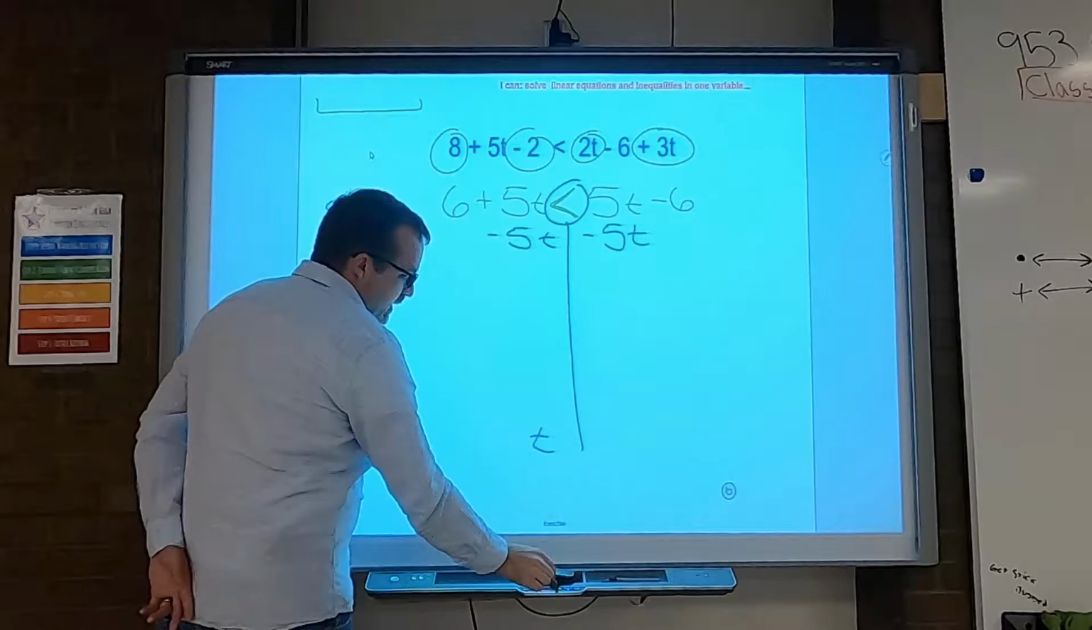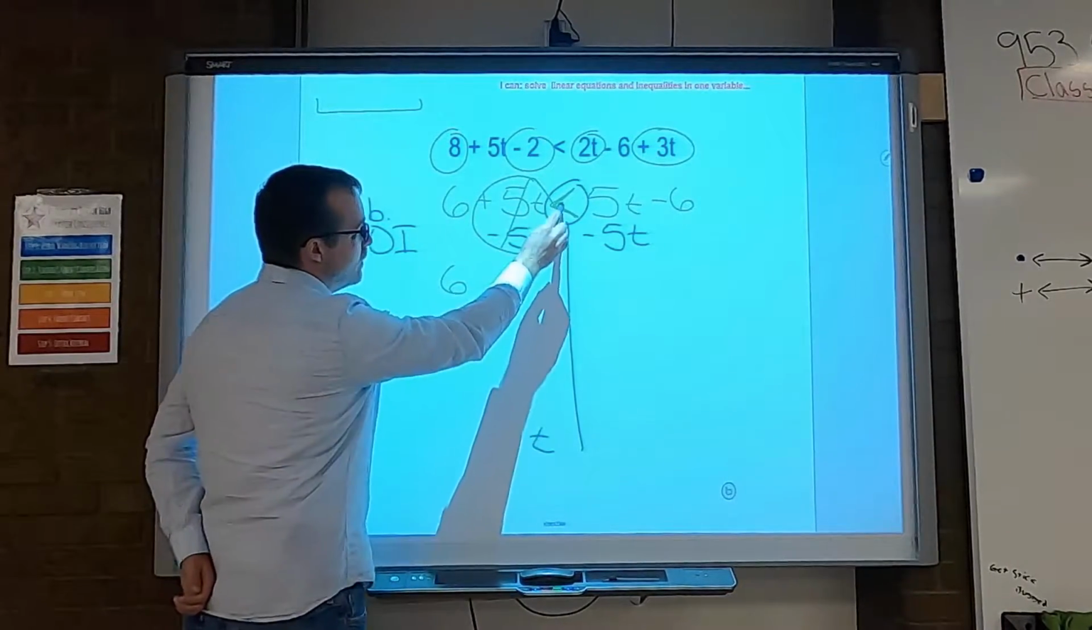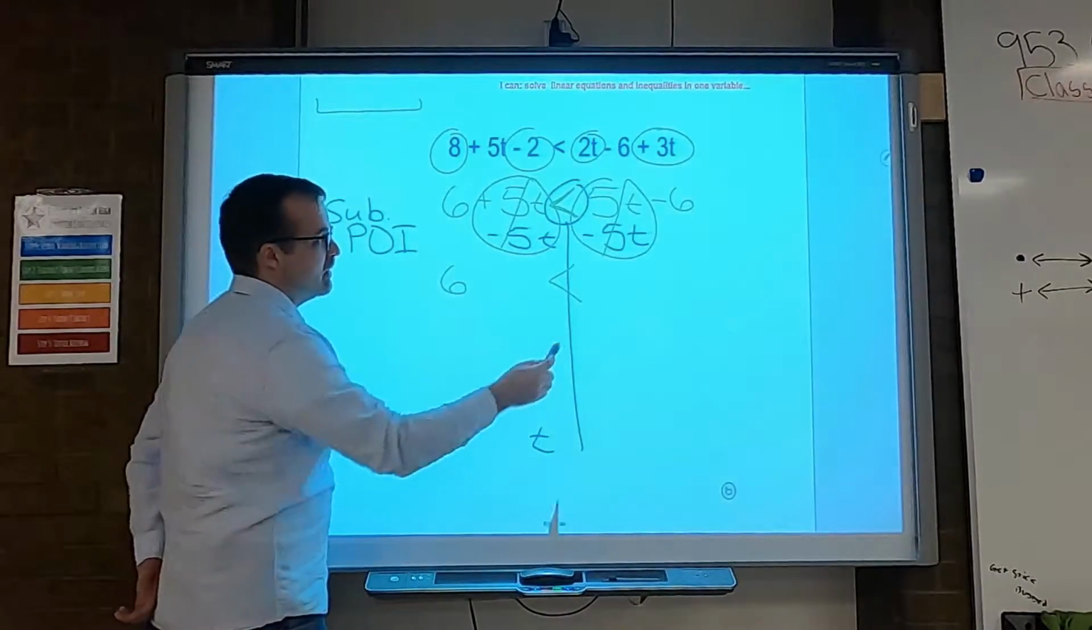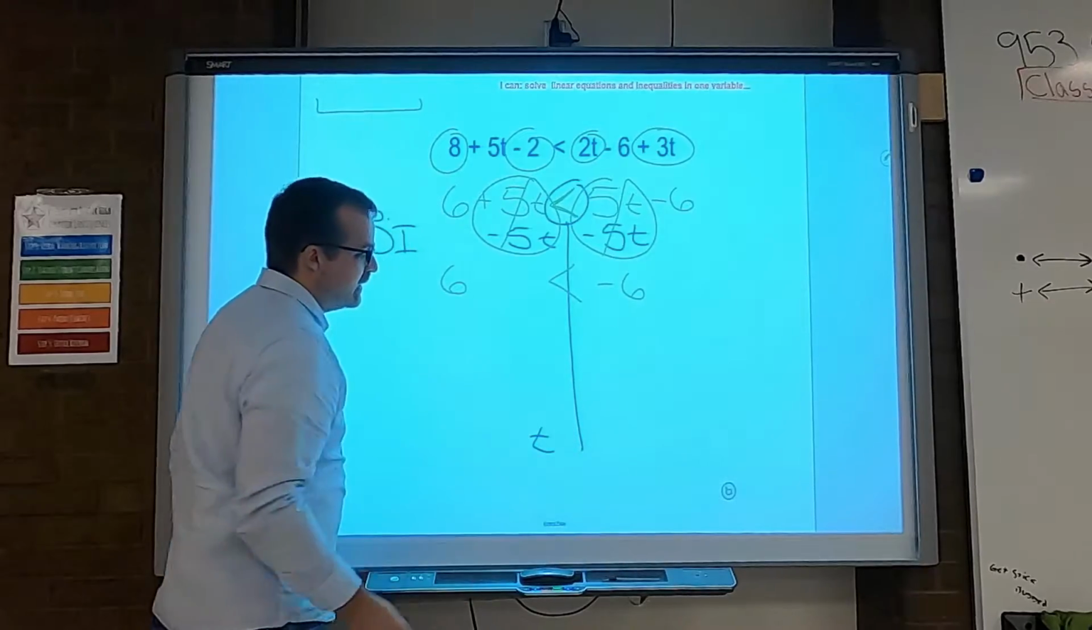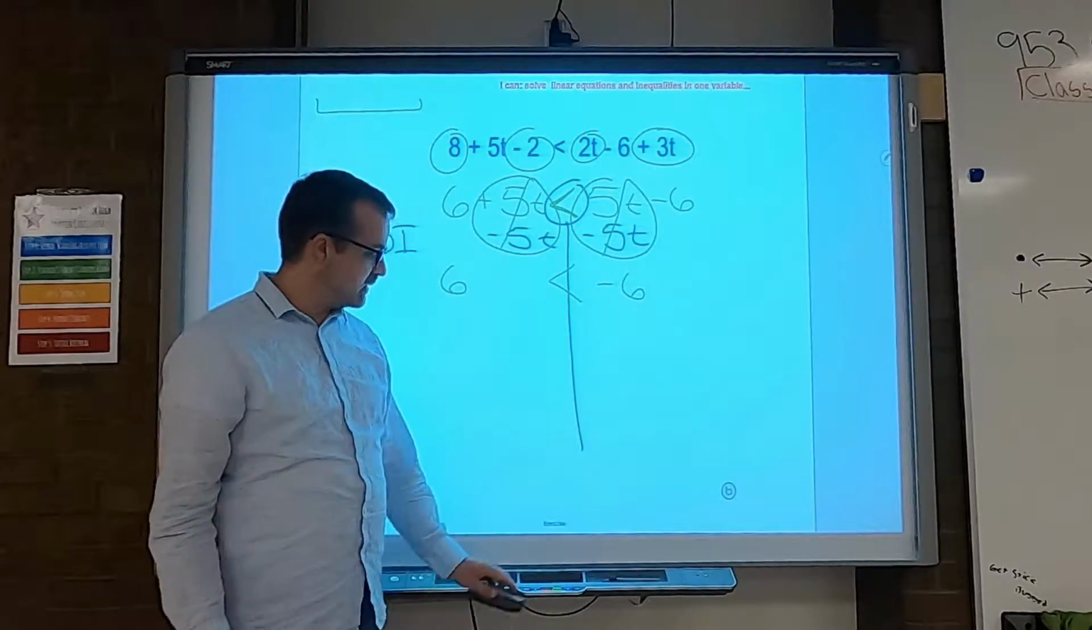When we do that, we bring down our 6. Our 5t minus 5t is 0. We go less than, 5t minus 5t is 0. We kind of talked about that. We'll bring down our negative 6. This is what's interesting. I didn't get my variable over to the left-hand side because it has disappeared.